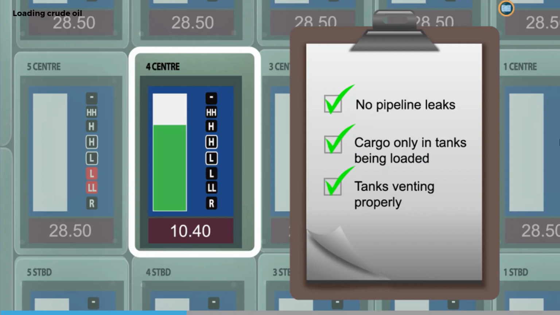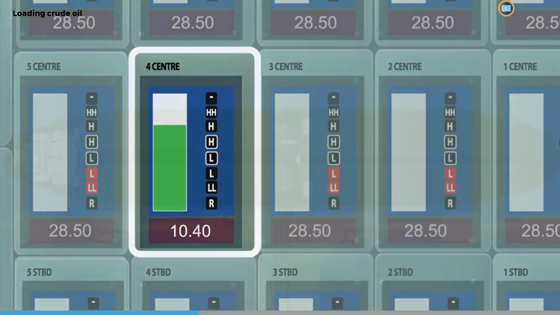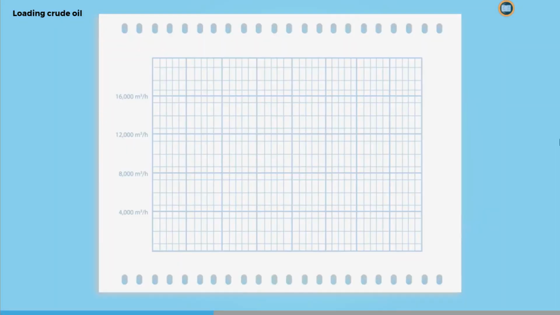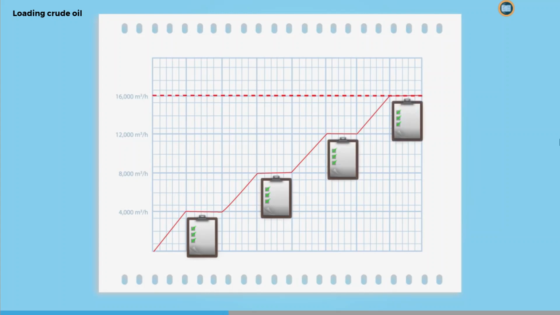When you've confirmed that there are no leaks, the cargo is entering the correct tanks, and they are venting properly, the suction or filling valves on the remaining tanks to be loaded can be opened, and the loading rate can be increased. When loading at high rate, it's a good idea to slowly increase the rate over around 30 minutes. Good practice is to increase the loading rate in increments based on multiples of the single tank loading rate.